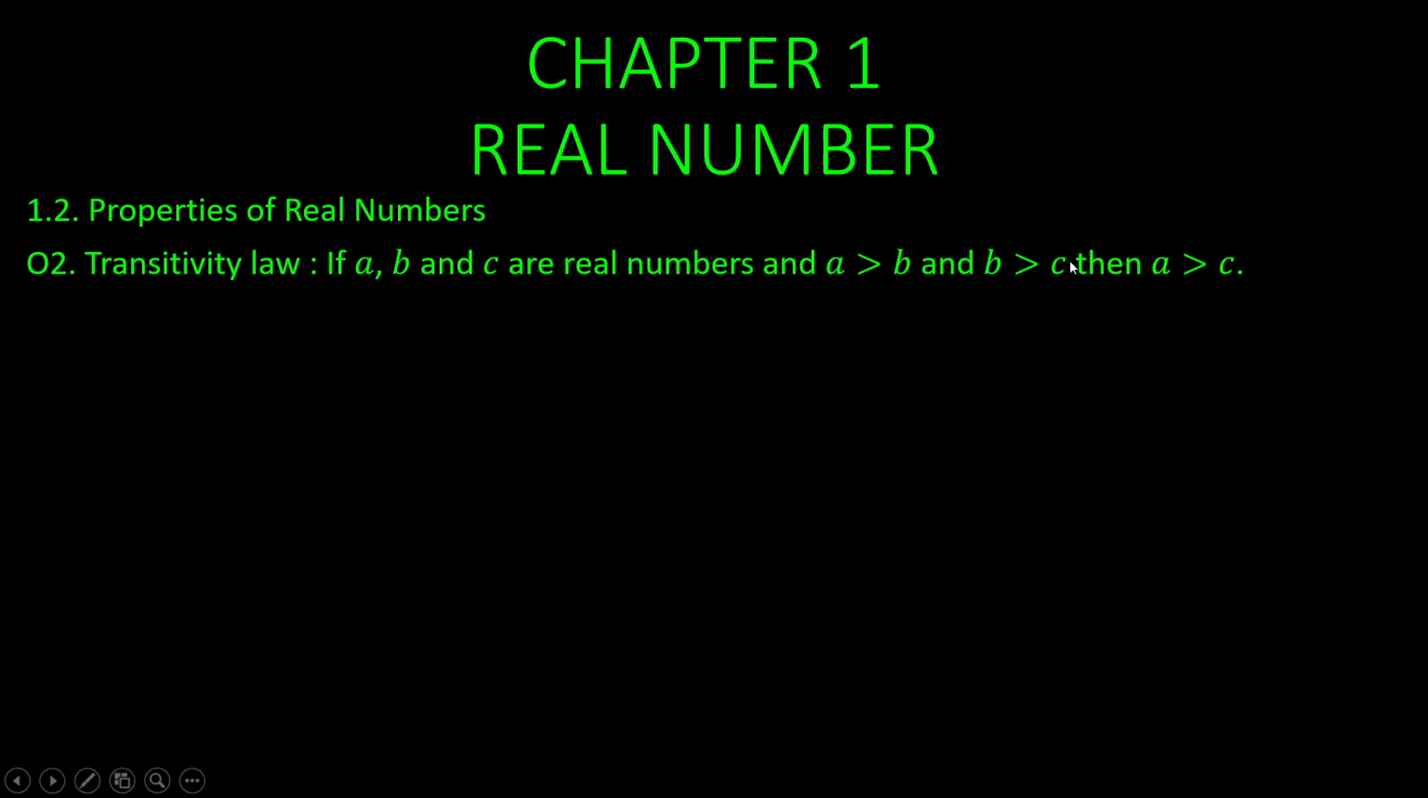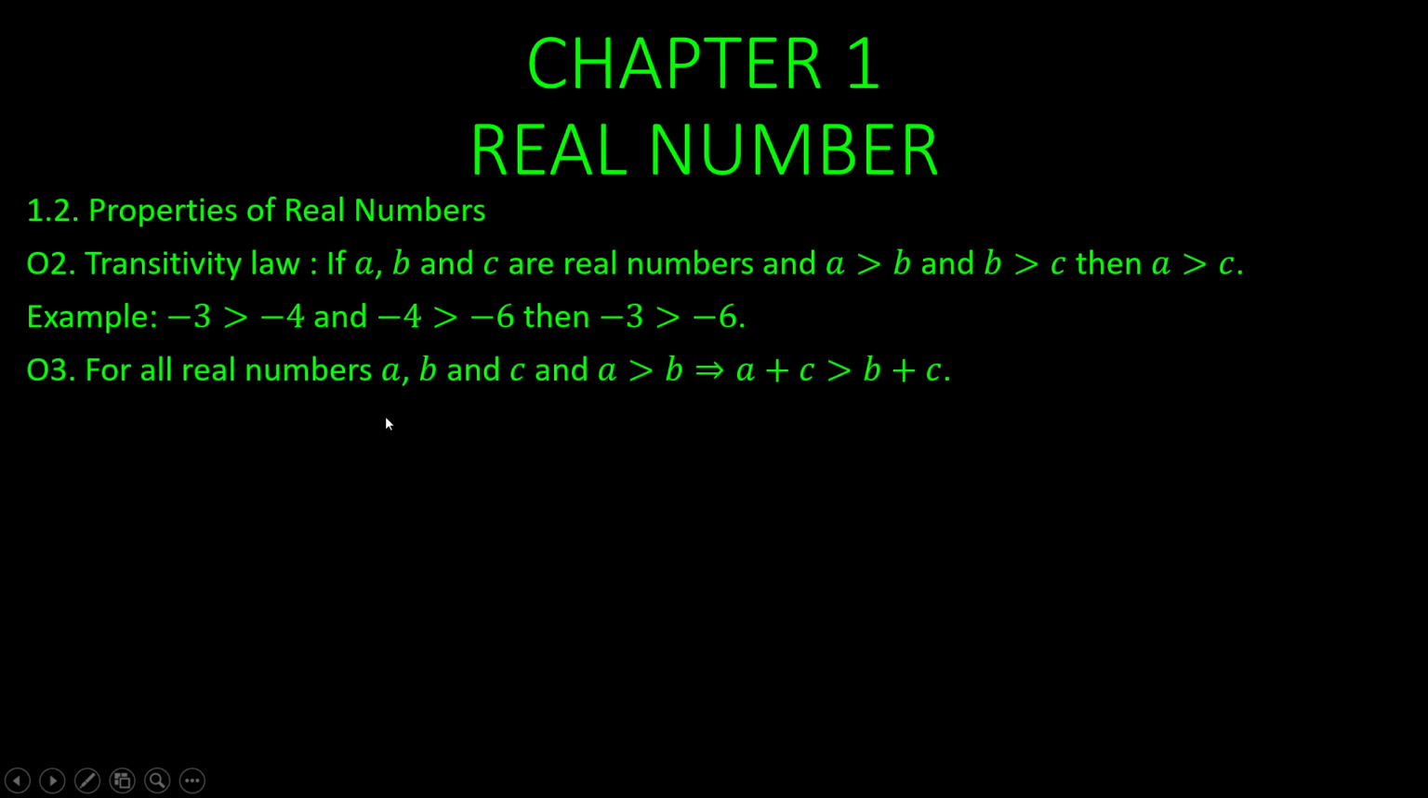Now I'm going to talk about the transitivity law. If a, b, and c are real numbers, and a is greater than b and b is greater than c, then a will be greater than c. This rule is known as the transitivity law. For example, minus 3 is greater than minus 4 and minus 4 is greater than minus 6. So we can say that minus 3 is greater than minus 6.